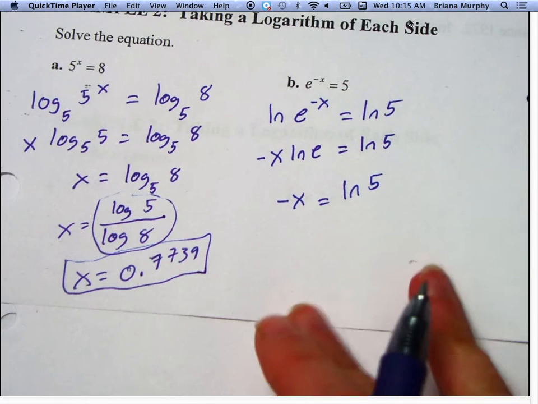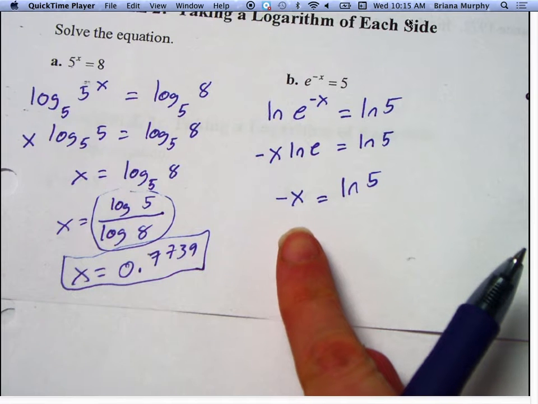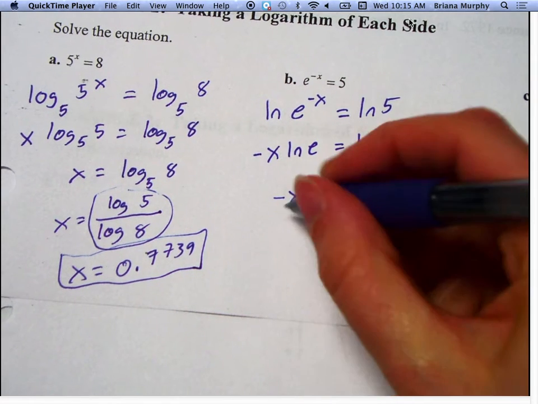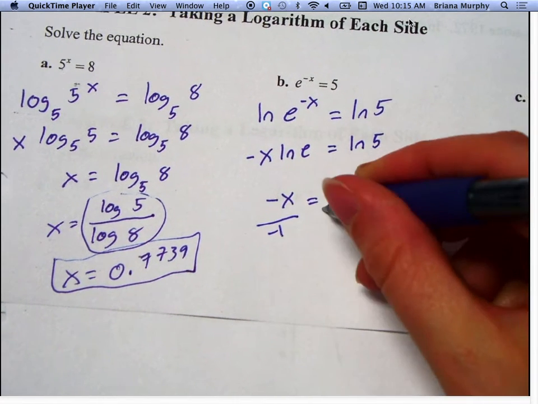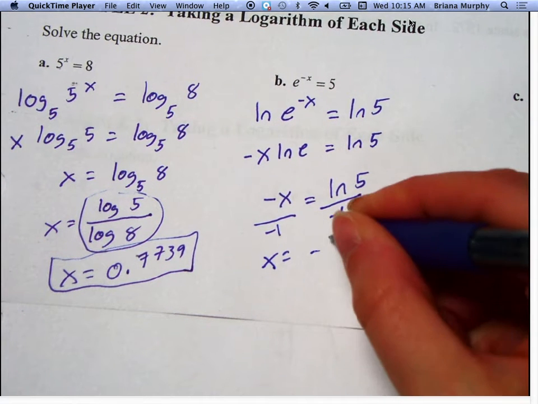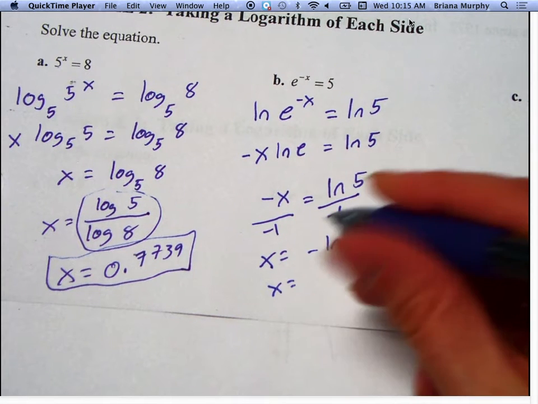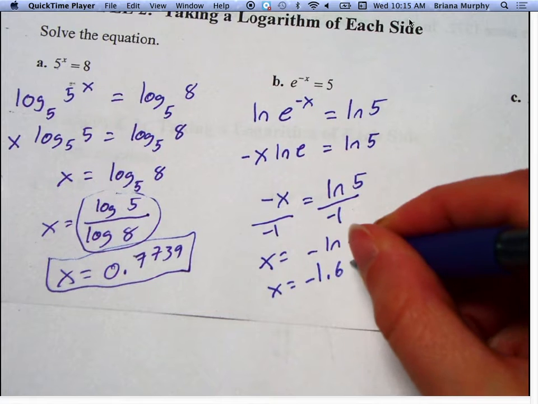What else could I get rid of with this? What's in front of my x? Negative, so I'm just going to divide by negative 1. So I get x equals negative natural log of 5. Stick that in my calculator. x equals negative 1.6094.